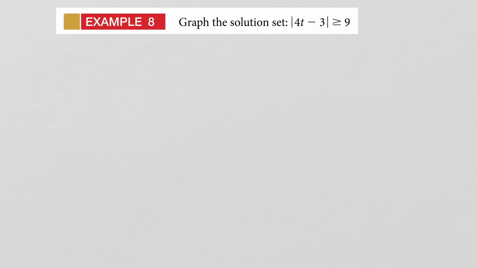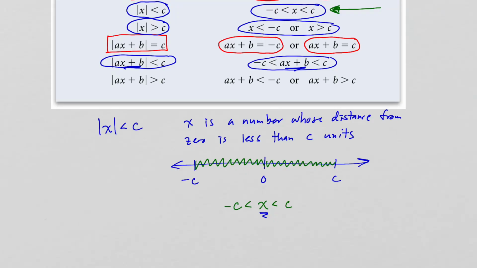So for this next one, we're now talking about the absolute value of something is greater than or equal to 9. So let's go back and interpret, what does it mean to be greater than or equal to something? So if you recall back here, we said that if the absolute value of x is less than c, we have to be in between negative c and positive c, right? Because less than means the distance has to be less than c units, so it has to be close to 0. But what if this wasn't less than? What if instead of this, we had the absolute value of x is greater than c?